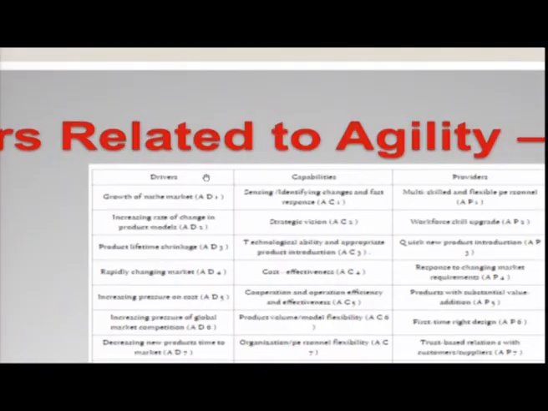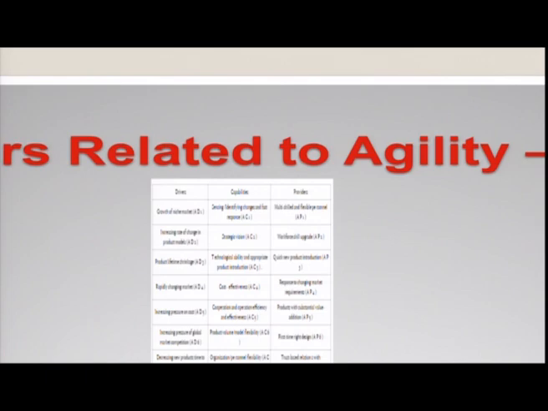So this is how we do the method for evaluating and achieving agility. Now let us see the factors related to agility with respect to a particular case of a manufacturing sector. As far as the factors related to agility are concerned, we saw about the agility drivers, we saw about agility capabilities, we saw about the agility providers. So we will determine a case with respect to a manufacturing sector, with respect to driver, capability and providers.